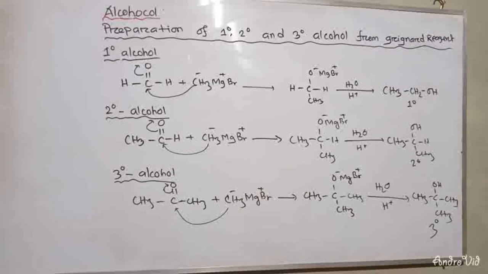So this way you can prepare 1 degree, 2 degree and 3 degree alcohol by using Grignard reagent. The point that must be noted in that case: to prepare 1 degree alcohol, you have to use methanal, the first member of aldehyde. And if you want to prepare 2 degree alcohol, you can use any aldehyde except methanal. Okay, if you want to prepare 3 degree alcohol, you have to use ketone. So this is the way to prepare 1 degree, 2 degree or 3 degree alcohol.